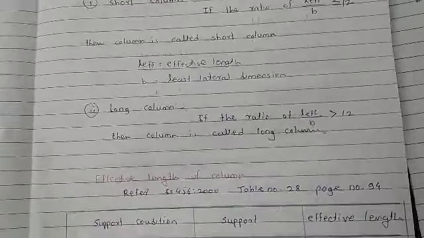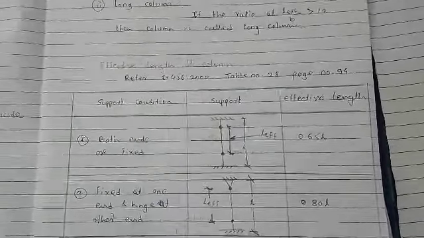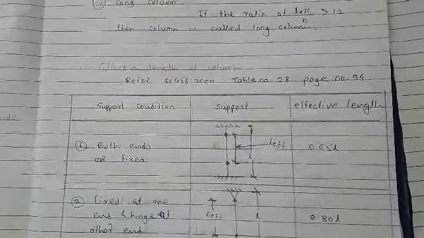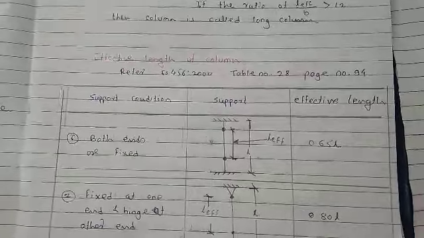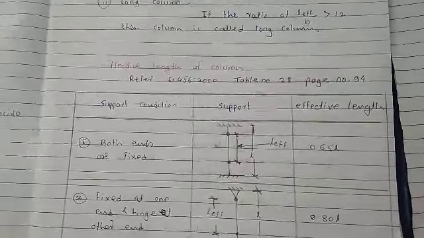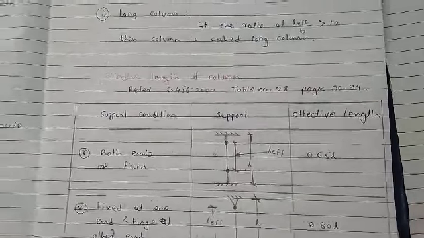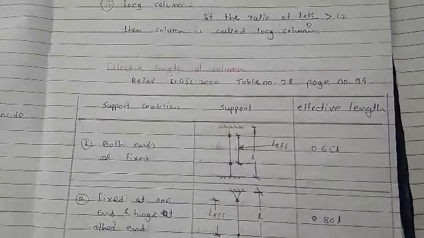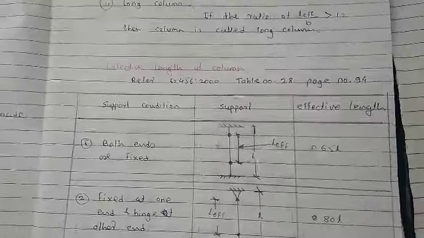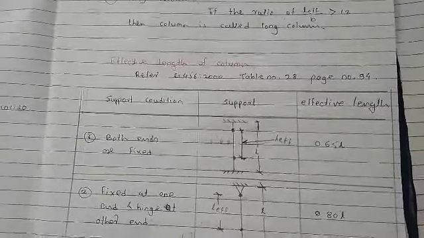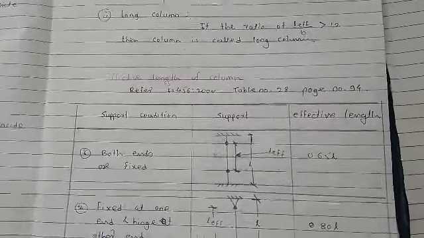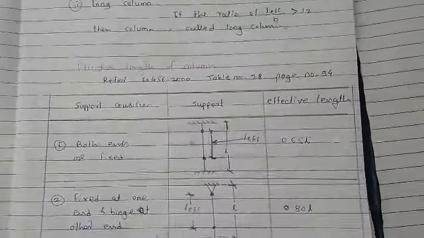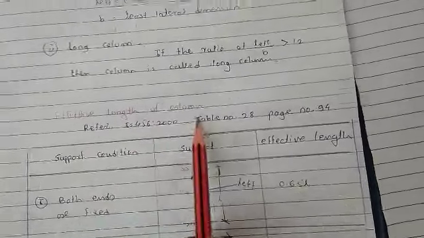The next important one is the calculation of the effective length of the column, because for deciding whether the column will be a short column or a long column, or for design purposes, we require the effective length of the column. The design procedure for the short column is different from the design procedure for the long column, and the load carrying capacity of the short column and long column will also be different. So first we have to calculate the effective length of the column.